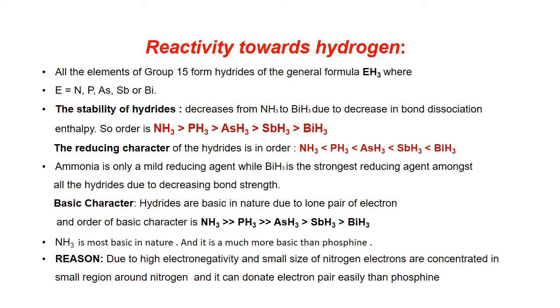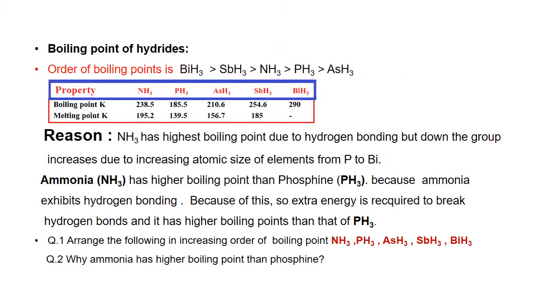Next is the basic character. Hydrides are basic in nature due to the lone pair of electrons, and the basic character decreases in order from ammonia to bismuthine. Ammonia is most basic due to its small size and high electronegativity. Again, ammonia is more basic than phosphine due to its high electronegativity and small size.